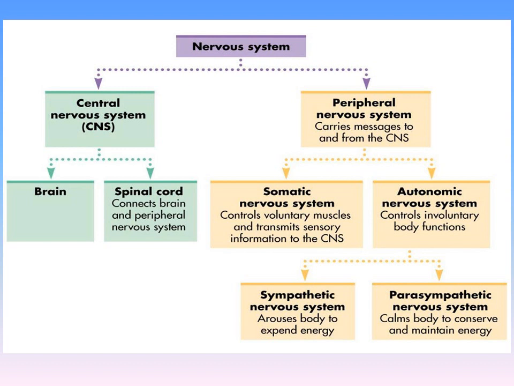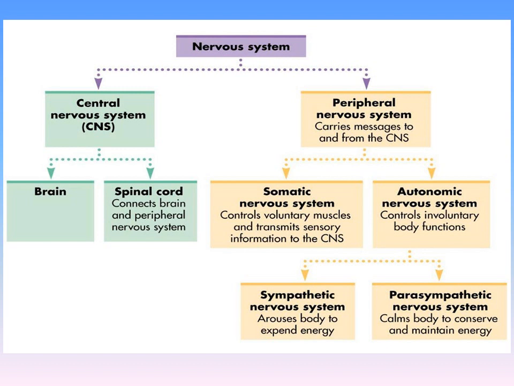The nervous system is divided primarily into the central nervous system, which constitutes the brain and spinal cord, and the peripheral nervous system, which involves the somatic and the autonomic nervous system. The peripheral nervous system usually carries the messages to and from the central nervous system. The somatic nervous system controls the voluntary muscles and transmits sensory information to the central nervous system.